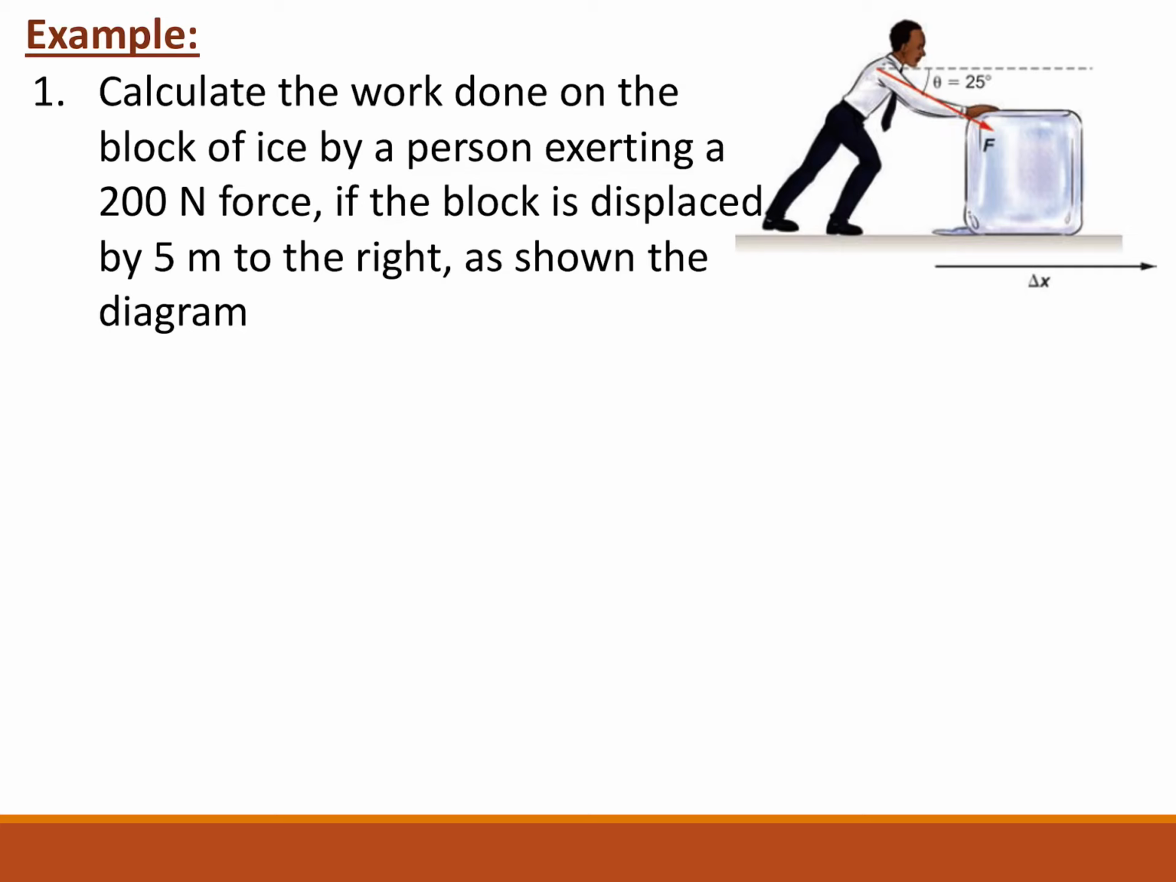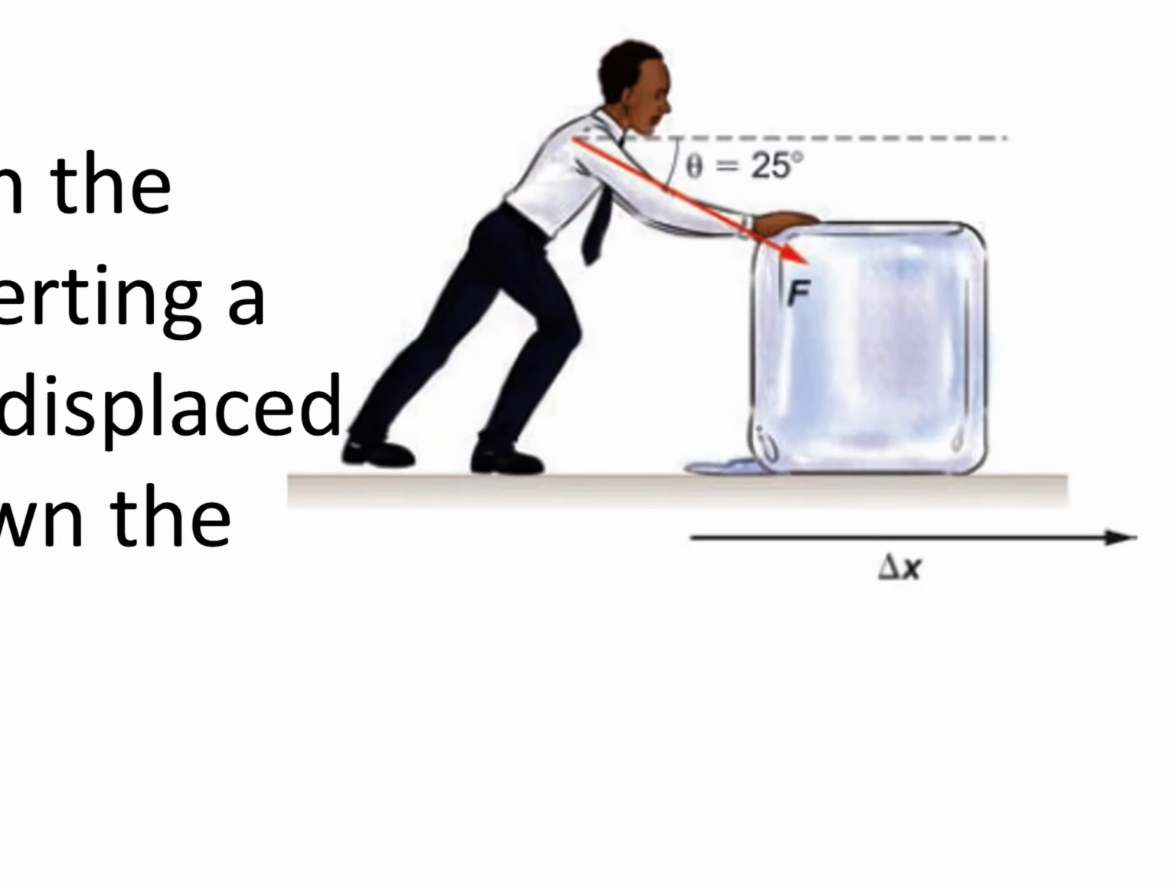Let's look at this example. We want to calculate the work done on a block of ice by a person exerting a 200 Newton force if the block is displaced by 5 meters to the right as shown. What's important here is that they've given you theta. It doesn't matter that the force is being pushed down. That's irrelevant. Whether it's being pulled or pushed, it doesn't matter. The point is the angle.